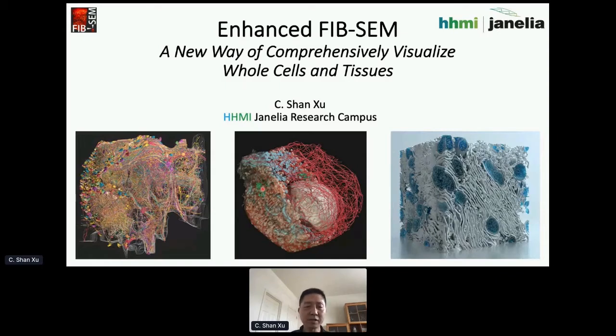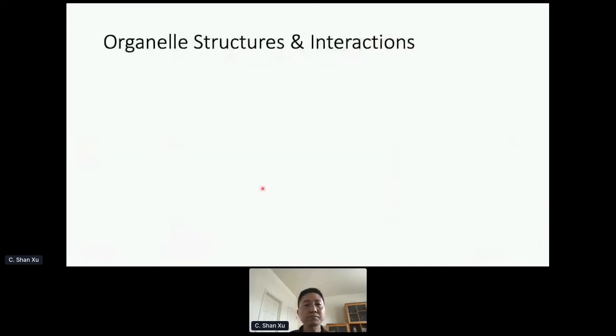So my talk is going to be divided into 2 parts. I will first introduce the motivation and development of this enhanced version of FIB-SEM, and then I'll show you a few examples of what value this newly developed technology can add for biologists.